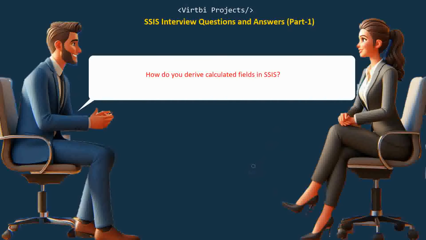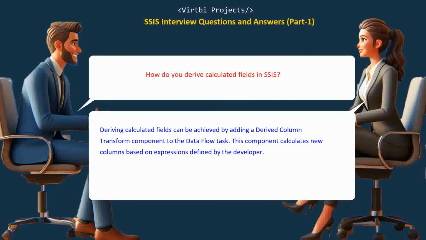How do you derive calculated fields in SSIS? Deriving calculated fields can be achieved by adding a derived column transform component to the data flow task. This component calculates new columns based on expressions defined by the developer.